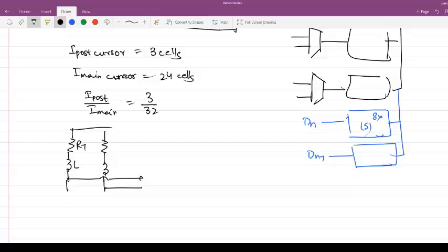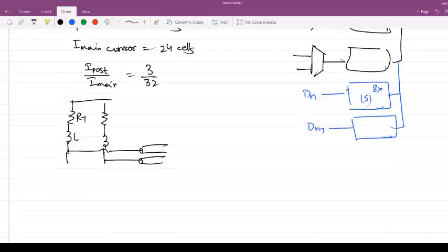So this is used for high speed CML output driver. Is there any question on the CML equalizer itself? CML equalizer, CML output driver, then I will move on to the next topic.